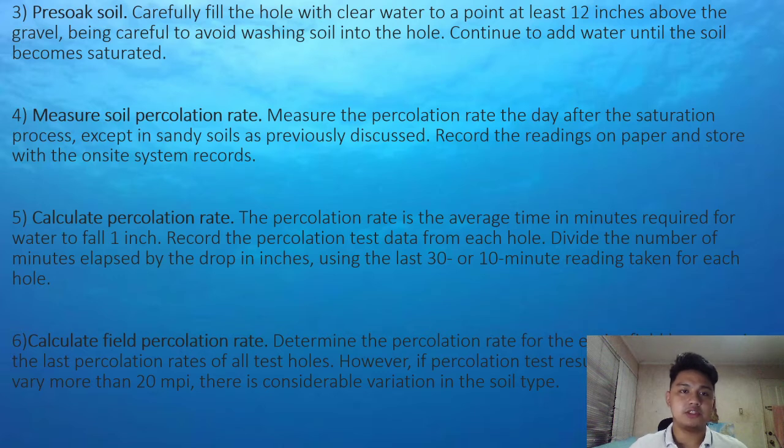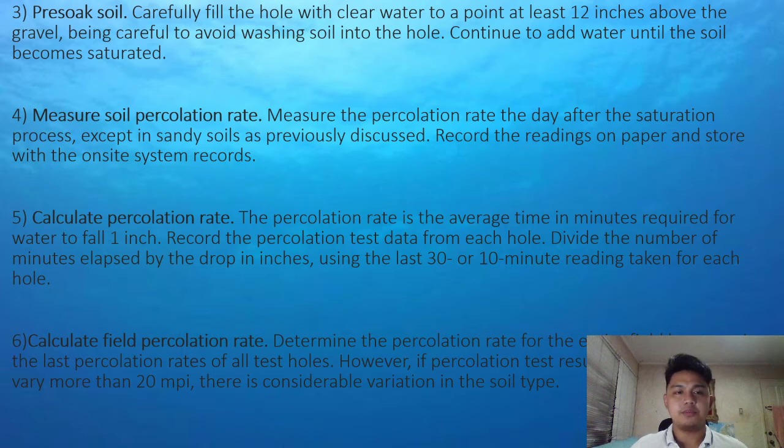So next is pre-soak the soil. You need to fill the hole with clear water to at least 12 inches above the gravel. So you continue to add water until the soil becomes saturated. The fourth step is measuring the soil percolation rate. By measuring the percolation rate the day after the saturation process, except in sandy soils, you will need to record the readings on paper and store them with the on-site system records.